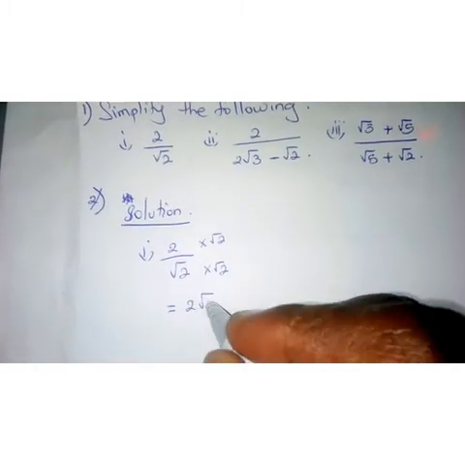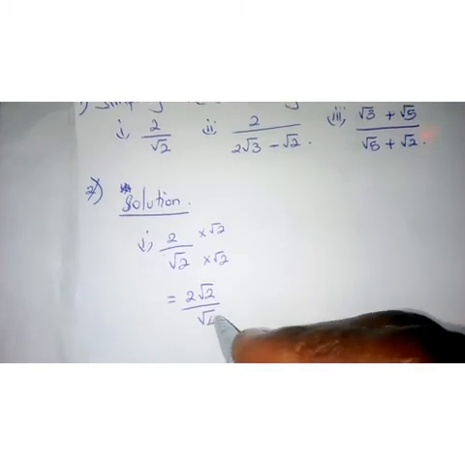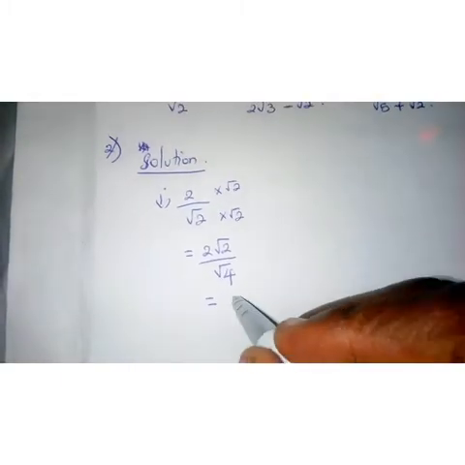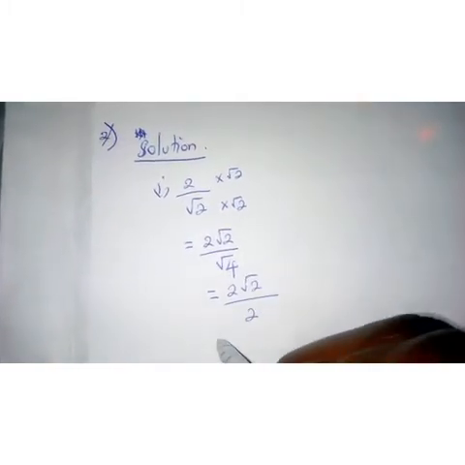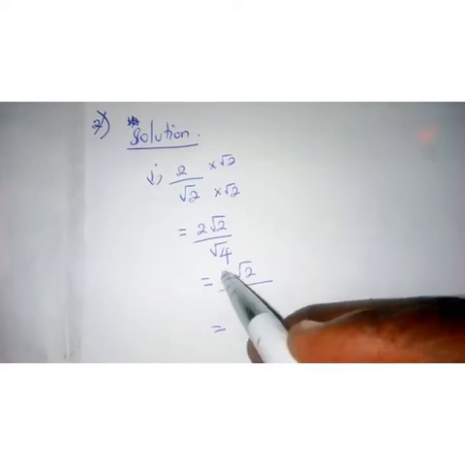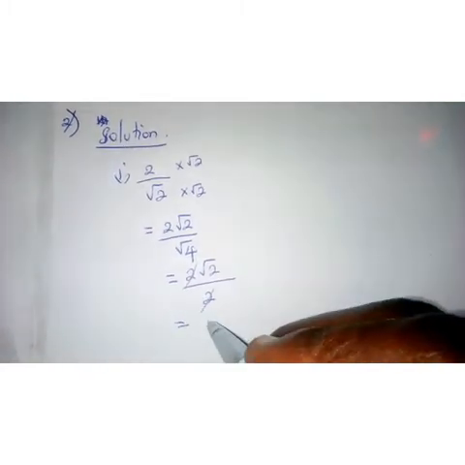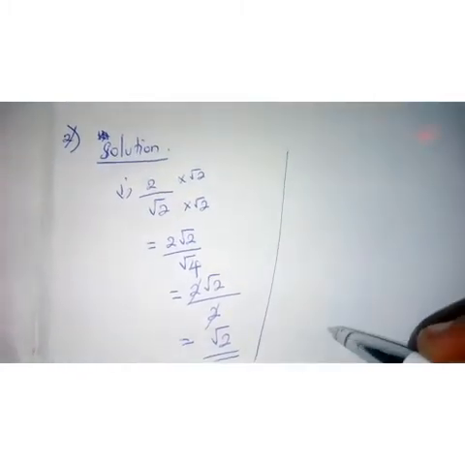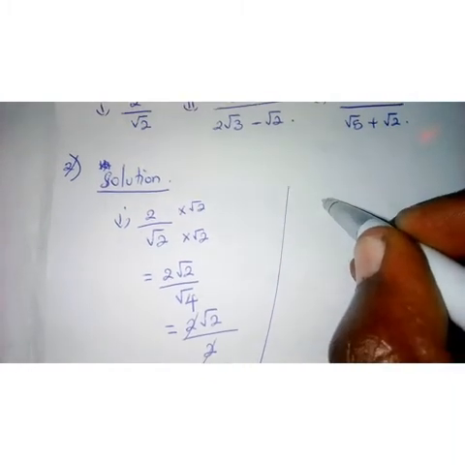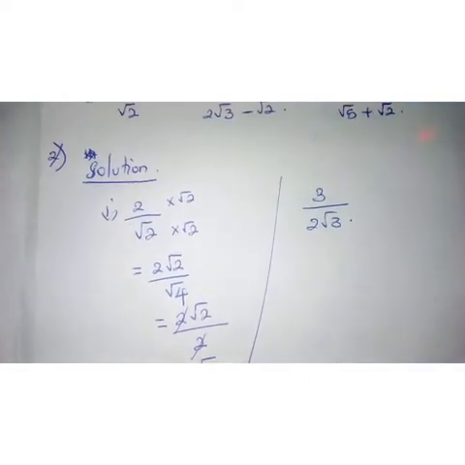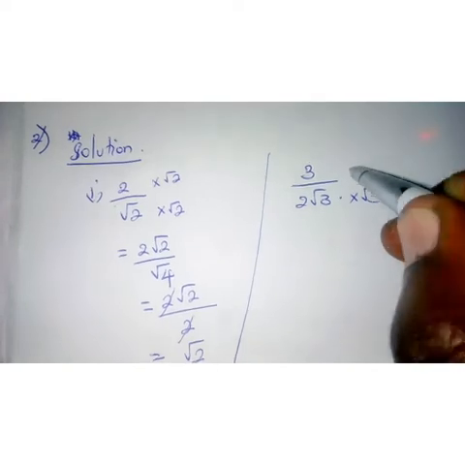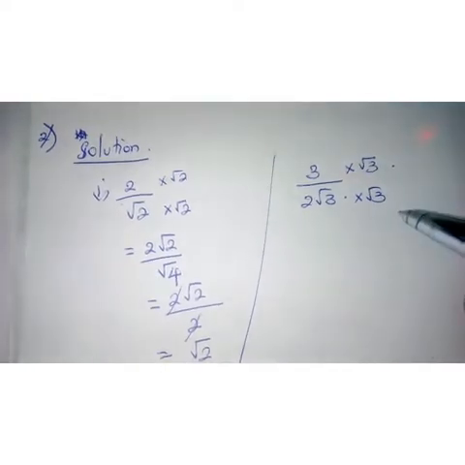So up we shall have 2 root 2 and down we shall have root 4. This gives us 2 root 2 out of the root of 4, which is 2. But what you observe is that this will divide with the 2 and then we remain with root 2 only. Now if it was, let me say, 3 out of 2 root 3, the conjugate in this case will still be root 3 to be multiplied up and down. Okay, let's go to the second one.